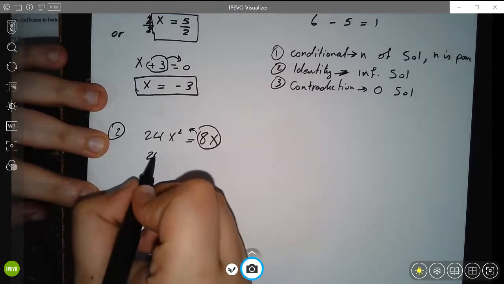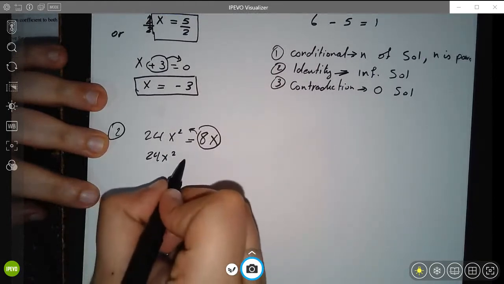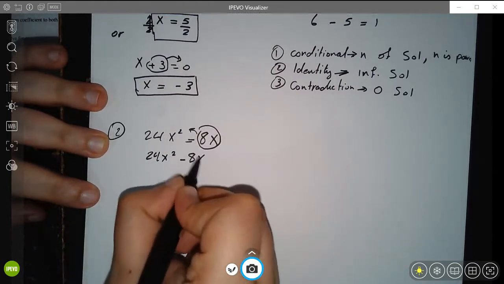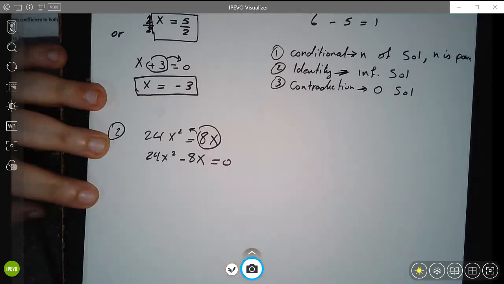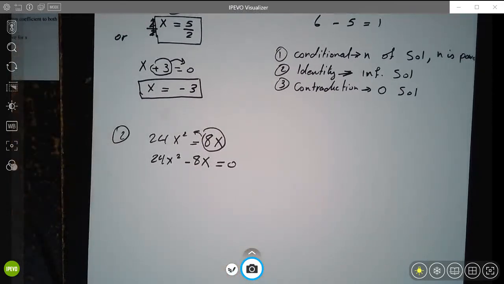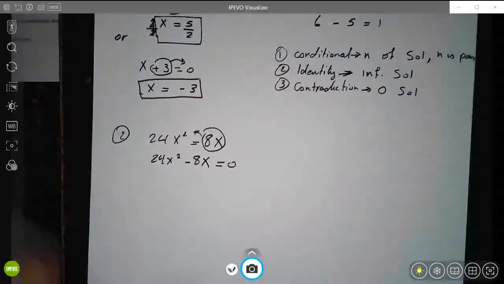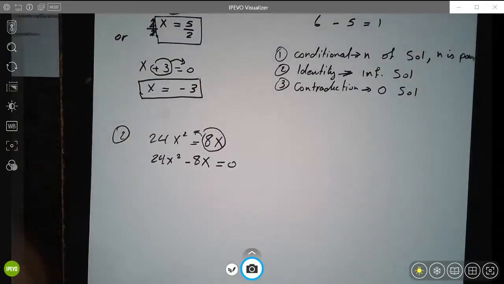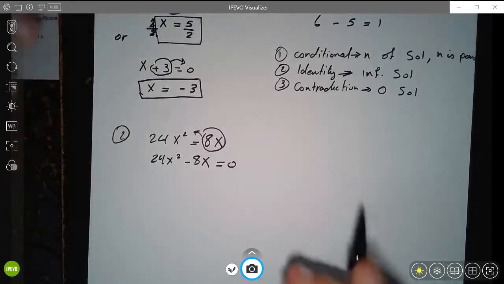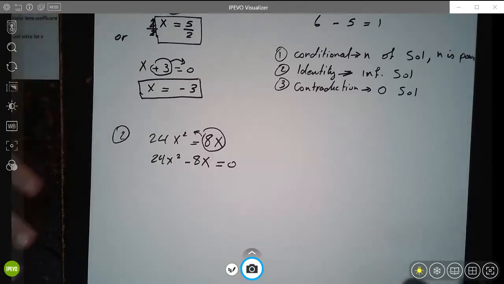So you end up with what? 24x squared minus 8x equals 0. Okay. Now what do you think we should do? You could try and factor, but there is an easier way. A way where you're still factoring, technically, but you're doing it in a more direct manner than drawing the two pairs of parentheses and working it out.